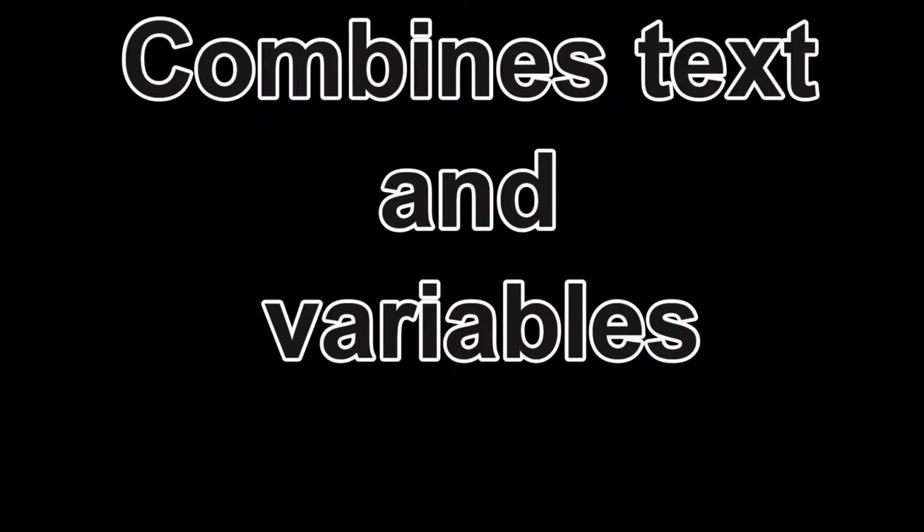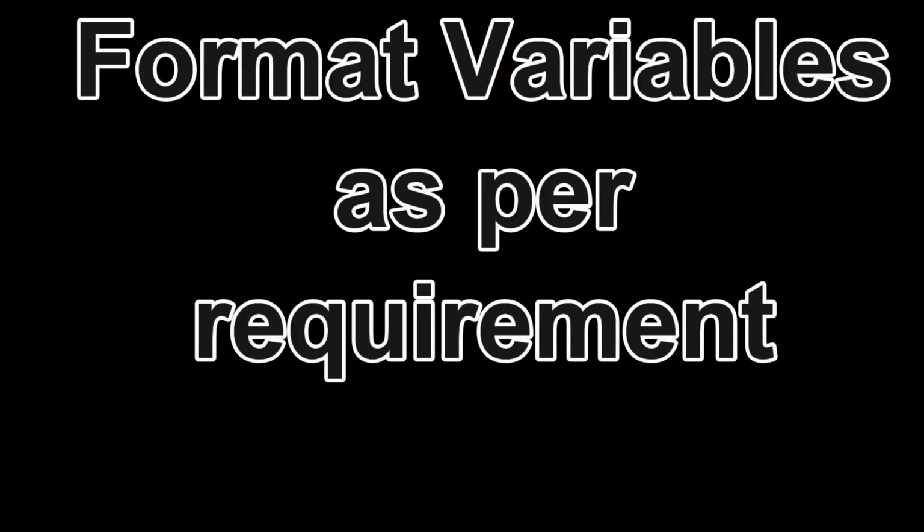Let us conclude today's session. In this session, we have seen the F string, a powerful weapon in Python. The F string combines the text with the variable. The variable may be of any data type, it doesn't matter. In the next video, we will see how to format the variable as per our requirement.